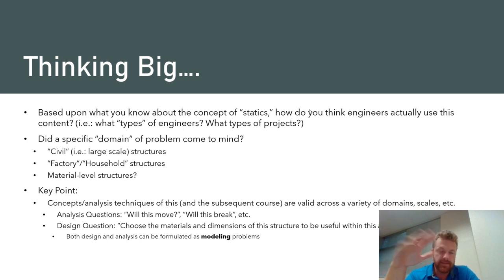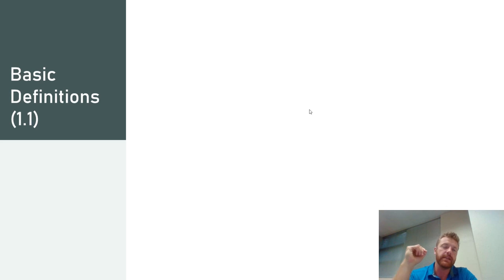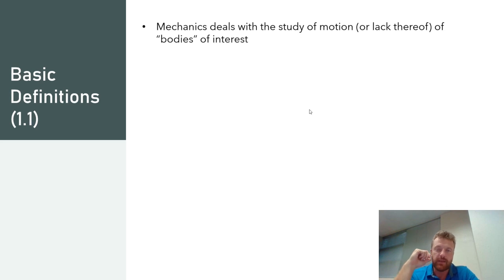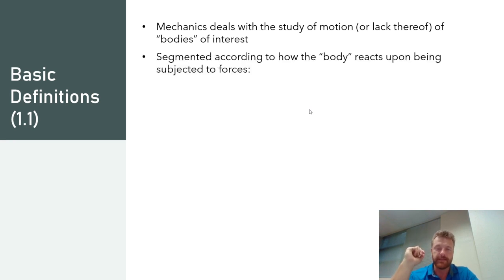So both the analysis questions and the design questions that we just asked, those are both an example of modeling. And we'll talk about what we mean by modeling here in a minute. So we want to begin by actually saying what mechanics is. And mechanics is just always a study of how a body moves when it's loaded under a force. And maybe it doesn't move at all. That's actually a subset of the problems that we're looking at in this class. And we'll define that in more detail in the next slide.